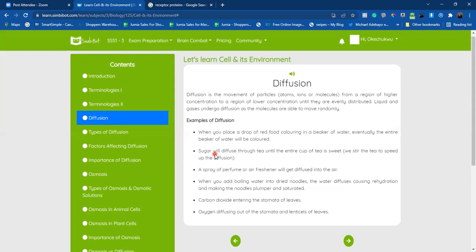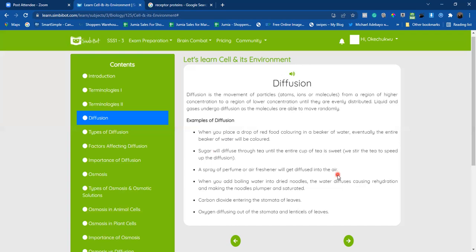We stir the tea to speed up the diffusion. You see what I am saying? Caused by random motion of the particles. This example of sugar and tea: if you put the sugar, it will gradually dissolve. But when you enforce a motion by stirring it, it spreads faster, right?